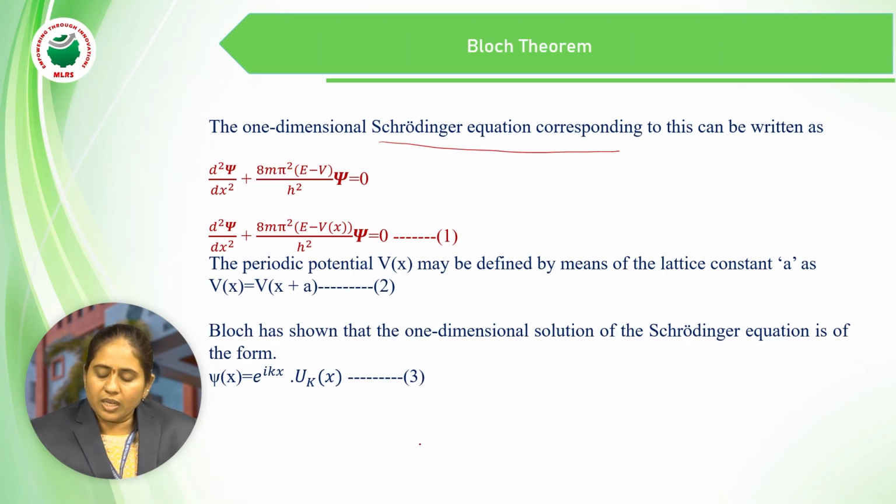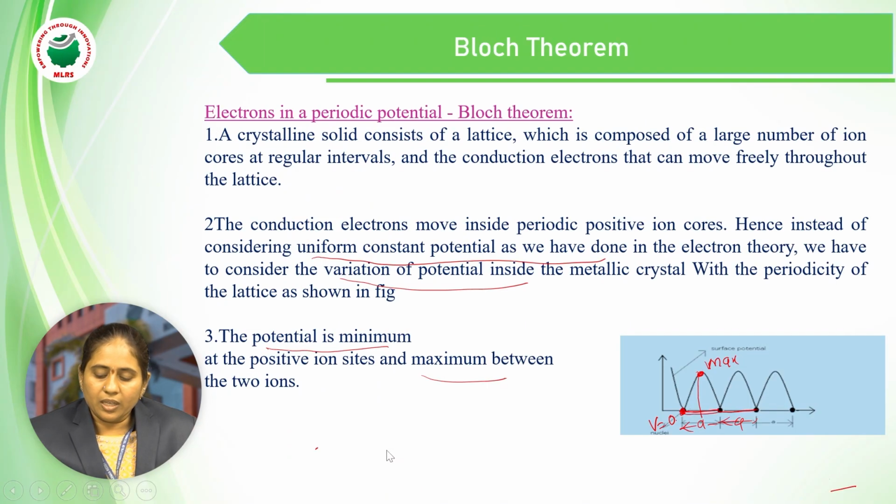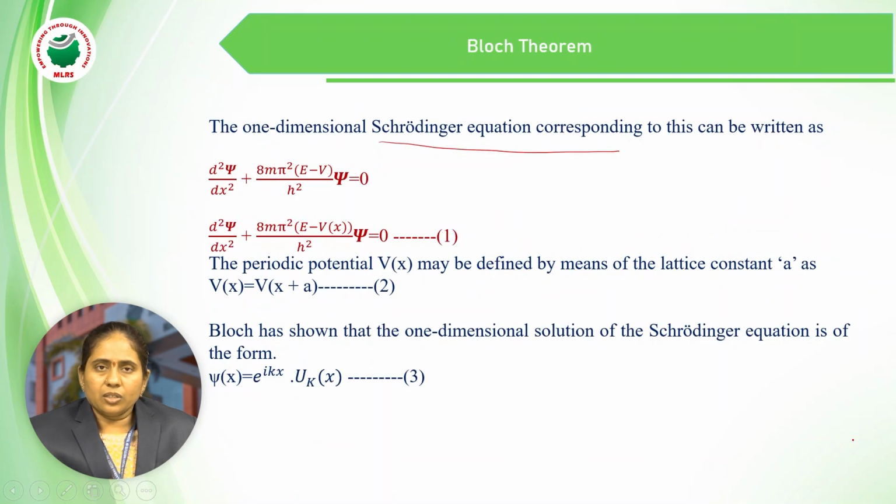Why are we taking one dimension? Because the particle is moving along only the x direction. Along the x direction, the particle, that is the electron, is moving. That's why we are going to consider only the one dimensional Schrodinger wave equation.